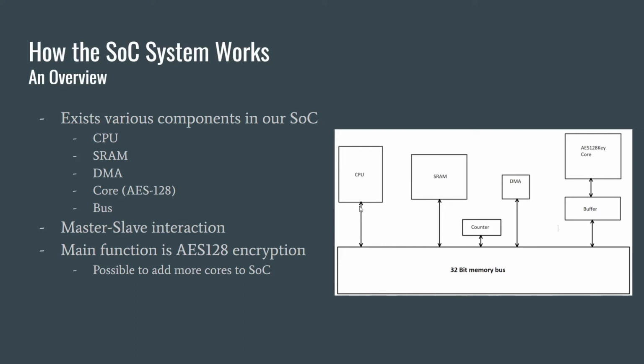All these components communicate using this 32-bit memory bus, and that is how the masters and the slaves communicate with each other. In this case, the CPU will be the master. DMA is also basically an embedded master and slave, and everything else here is a slave. So SRAM is a slave, and our buffer is a slave. For example, if the CPU wants to communicate with our core, it'd have to send a signal through the memory bus, and our buffer would receive that control signal. Basically, what we have here is just master-slave interaction using 32 bits.